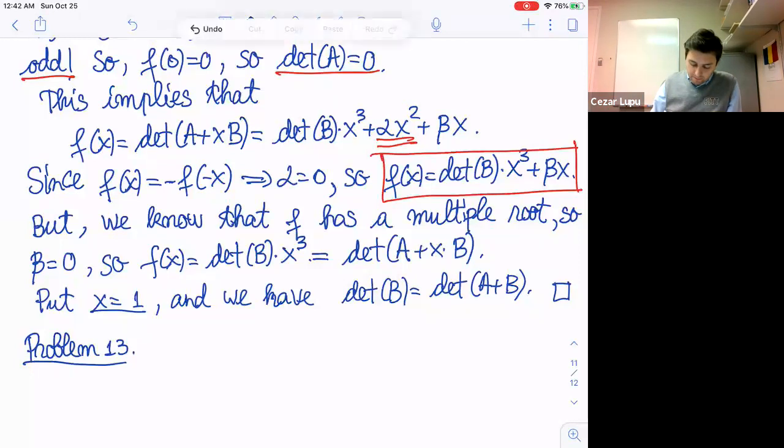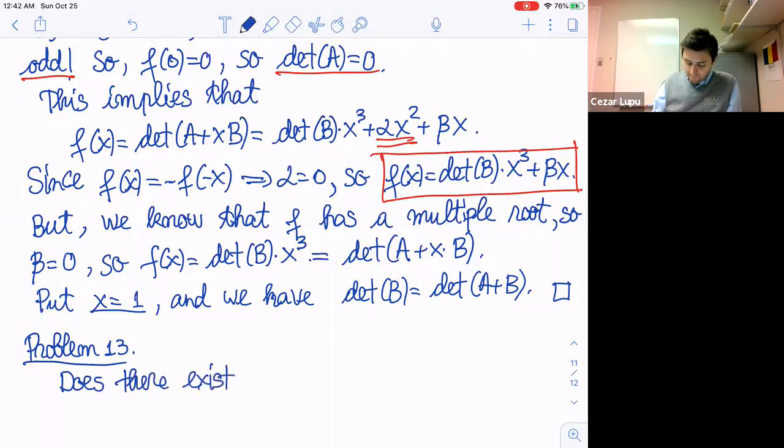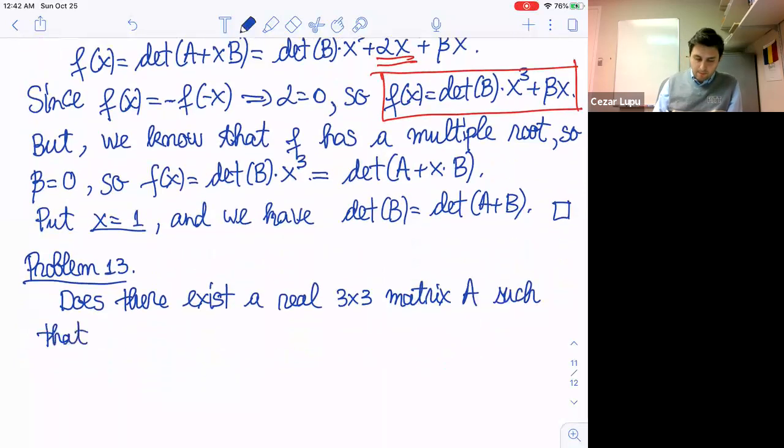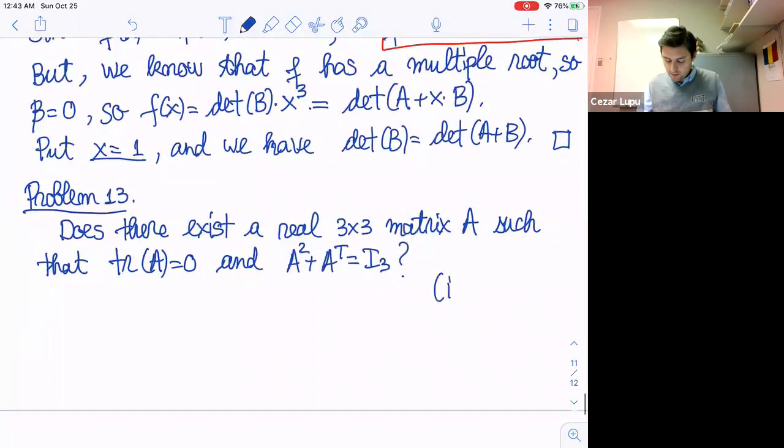It's like a question. Does there exist a real 3 by 3 matrix A such that the trace of A is 0 and A squared plus A transpose is the identity? That is the question. So this is International Mathematics Competition 2011.